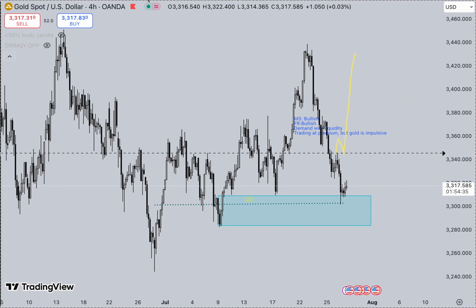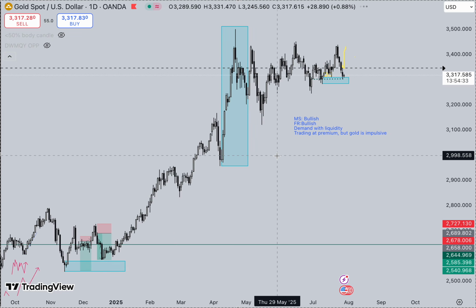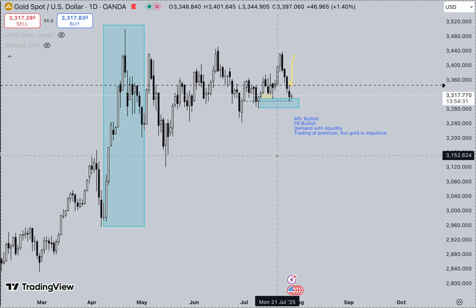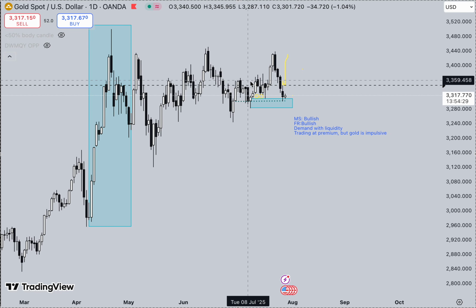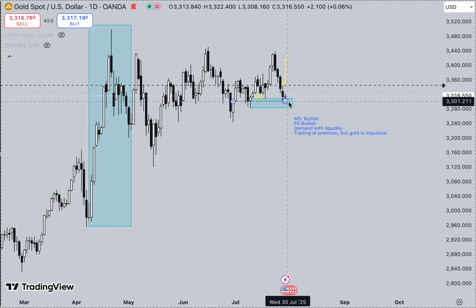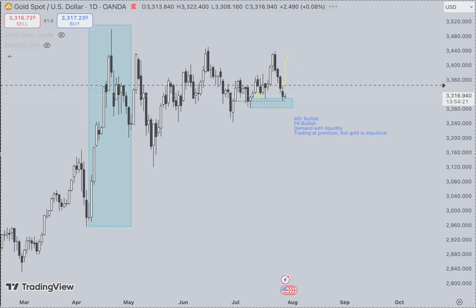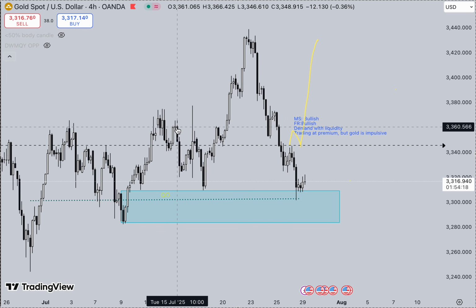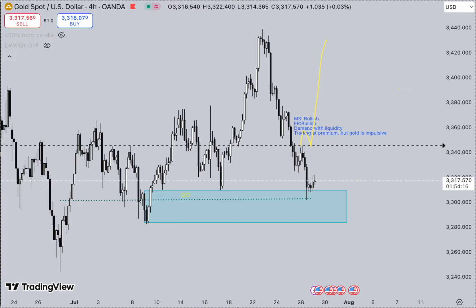If we go to the daily, okay, so this also caused that break of structure. So it's a valid area of demand, took out liquidity, and then you understand. So if we get a change of character from inside here, then we can look for higher prices, right?